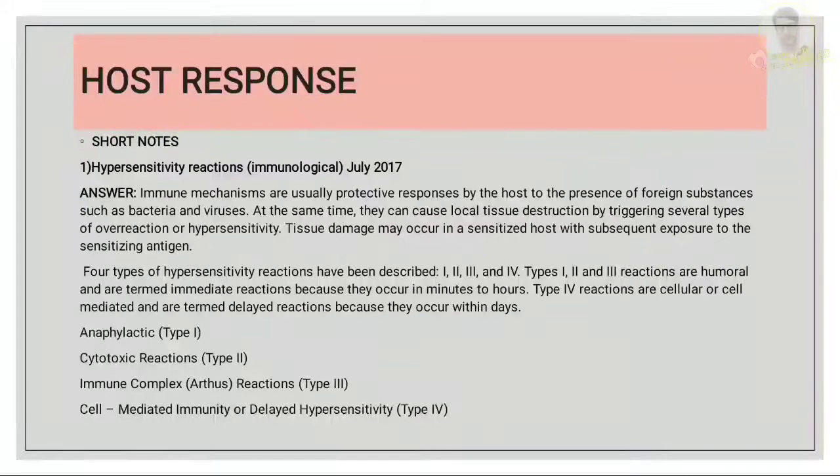Moving on to the second question, that is the short note, hypersensitivity reaction. This question you must have definitely learned in your second year, about the hypersensitivity reactions, and also the 4 types of reactions that are seen, that is the anaphylactic, cytotoxic, immune complex, cell mediated immunity, or delayed hypersensitivity. So you have to refer to your microbiology book for this answer.